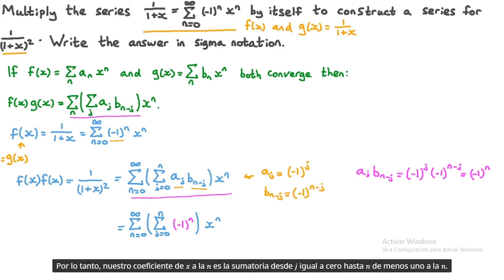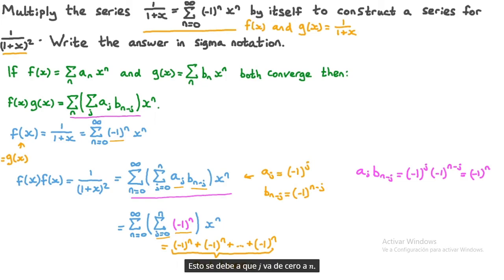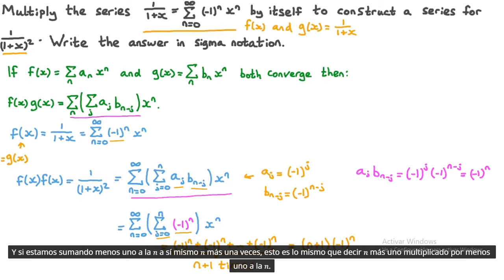So we now have our coefficient of x to the power of n is the sum from j equals 0 to n of (-1) to the nth power. And we can see that our summand, (-1) to the nth power, is independent of j. So in fact, our sum is (-1) to the nth power added to itself n plus 1 times. This is because j goes from 0 to n. And if we're adding (-1) to the nth power to itself n plus 1 times, this is the same as saying n plus 1 multiplied by (-1) to the nth power.